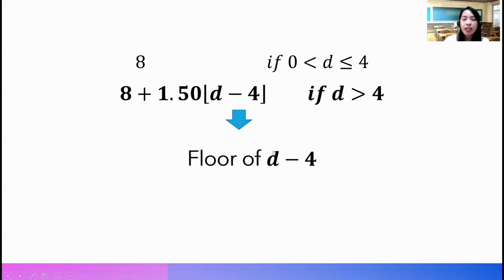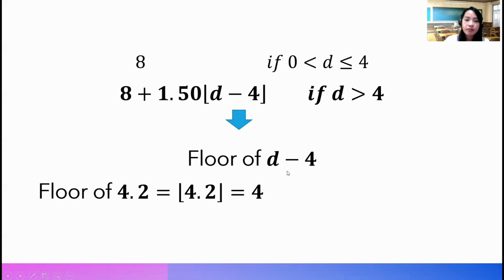So, paano ba mag-evaluate ng floor function? Kung ang floor ng 4.2, ano ba yung floor ng 4.2? Ito yung symbol niya.